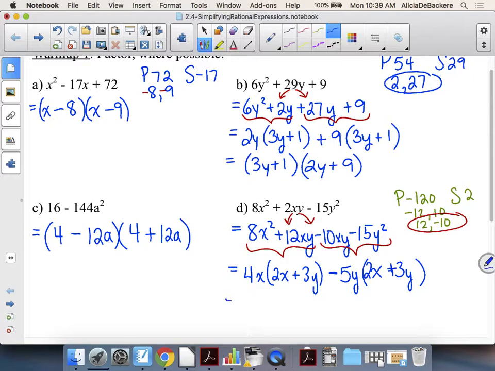That means I can pull them out front because they're in common, and then write the leftovers. After I divide out that bracket, I would be left with a 4x and a negative 5y. I could check my answer by multiplying that back out.